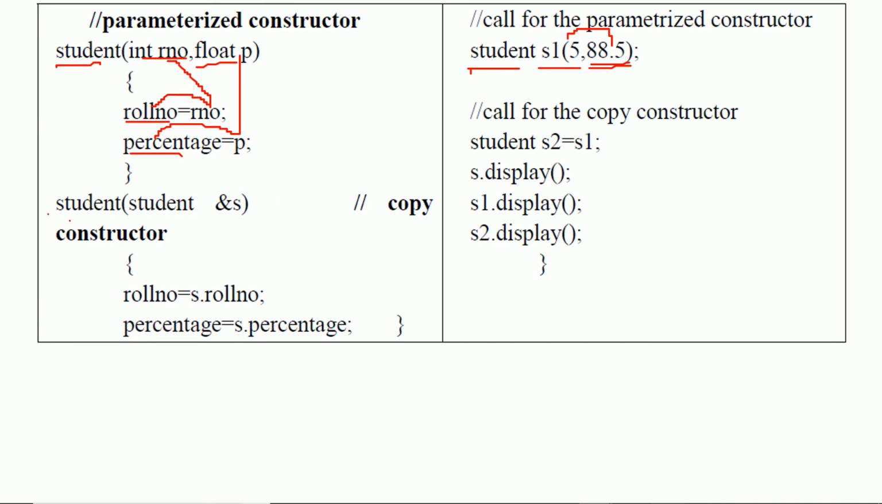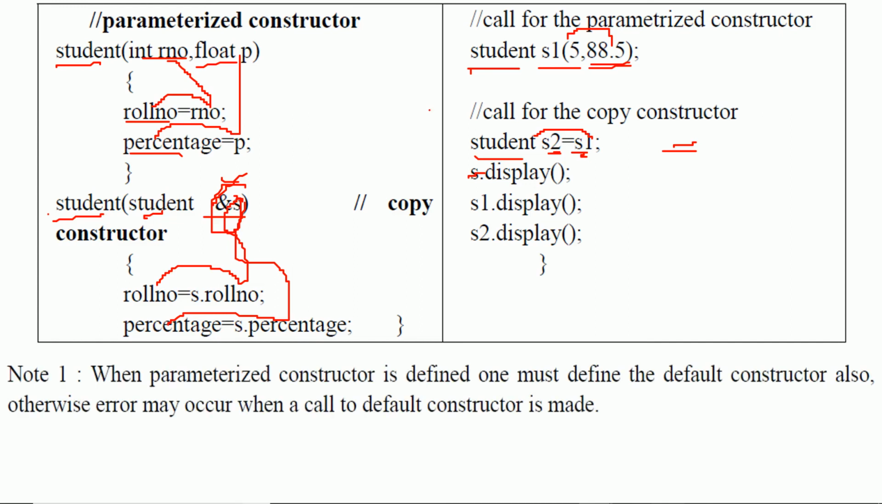Then we have the copy constructor. You write the class name, then the class name inside parentheses with an ampersand, as that is the reference to the object. How to assign this? s.rollnumber will be assigned to the present roll number, and s.percentage will be assigned to percentage. So s is another object. You have a previously created object, and now you are creating s2, which is the new Student object, and you are just assigning it using an equality sign, and then you display and you will see the results.